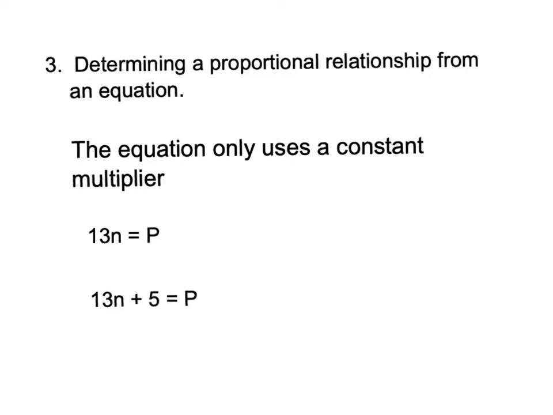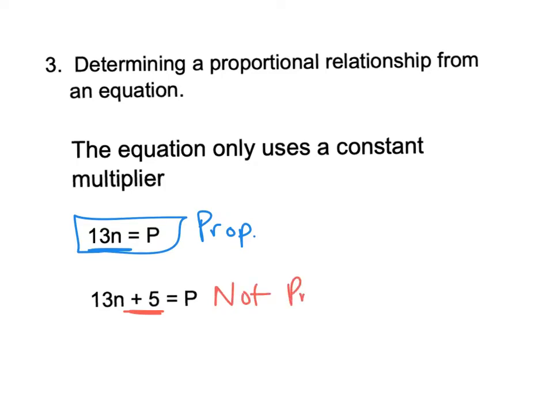All right, and finally, another way of checking to see if a relationship is proportional is by looking at an equation. If a relationship is proportional, it only uses multiplication. So 13 times n, it's only using multiplication. So this is proportional. If it uses addition or subtraction, such as this one, it's not proportional. Because if it has that addition or maybe subtraction in it, that means there's some kind of initial fee or initial value that only happens once. It doesn't keep happening.